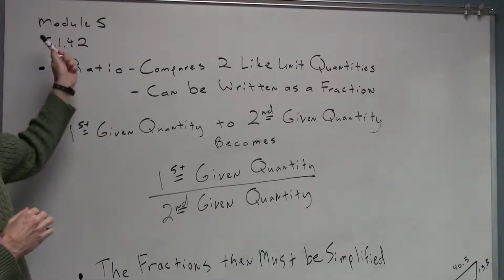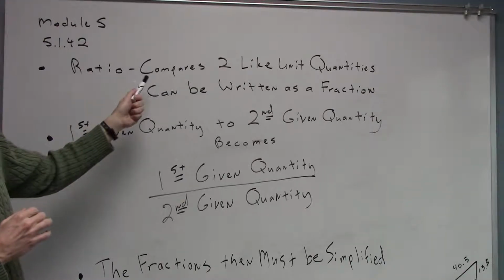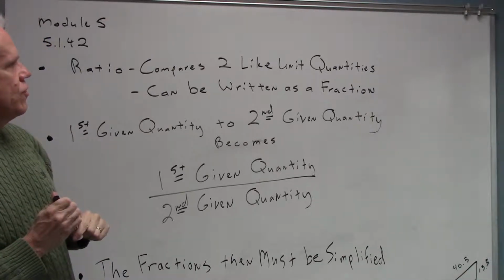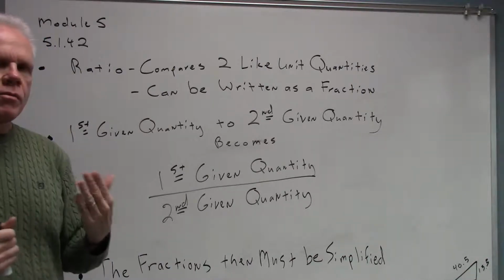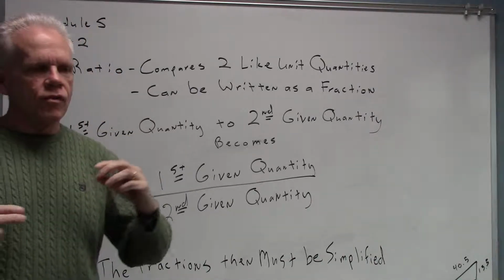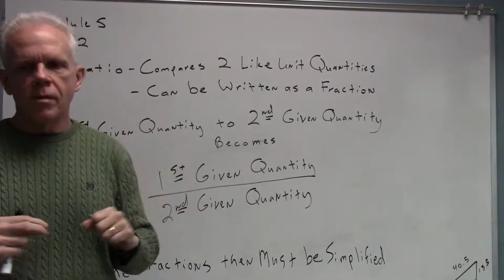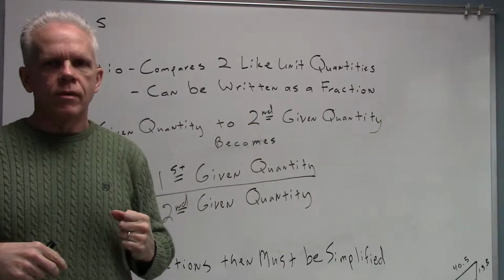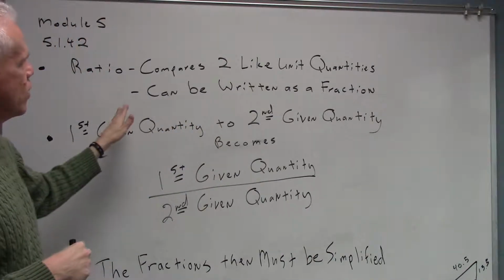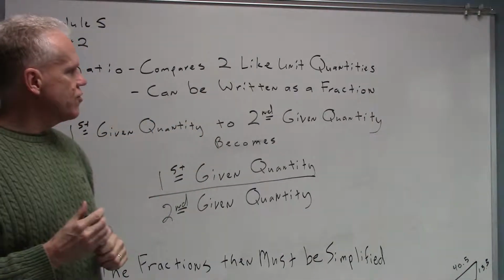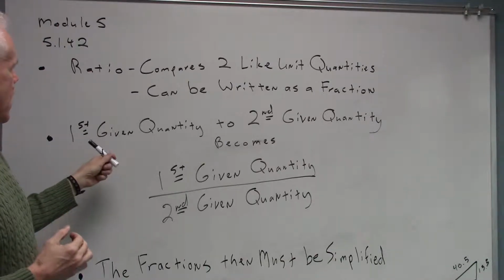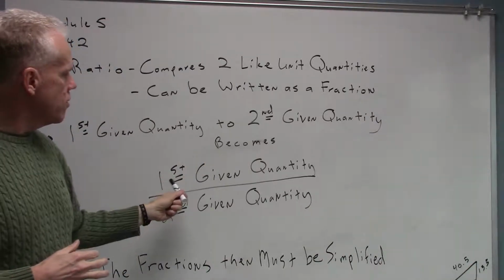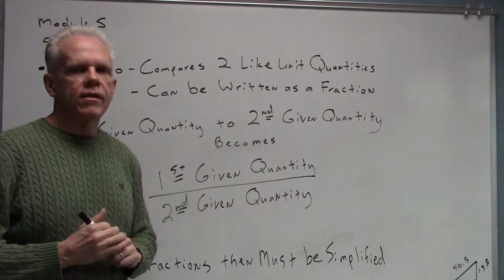What is a ratio? We're in Module 5, by the way. A ratio is when we compare two like unit quantities. So we might say the ratio of 6 inches to 10 inches, or the ratio of 7 people to 20 people. We're comparing two like unit quantities. We can write these ratios as fractions. The first given quantity to the second given quantity becomes the first given quantity over the second given quantity.